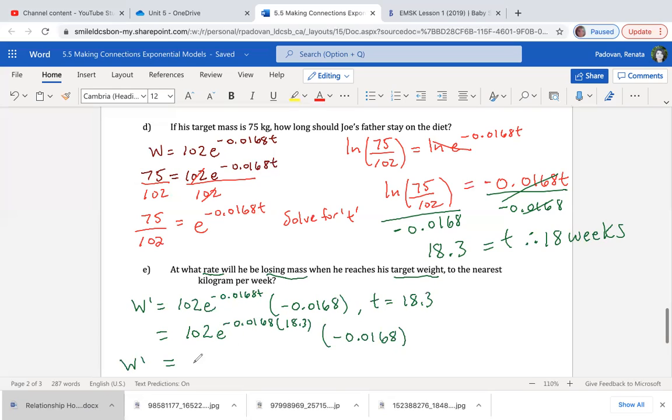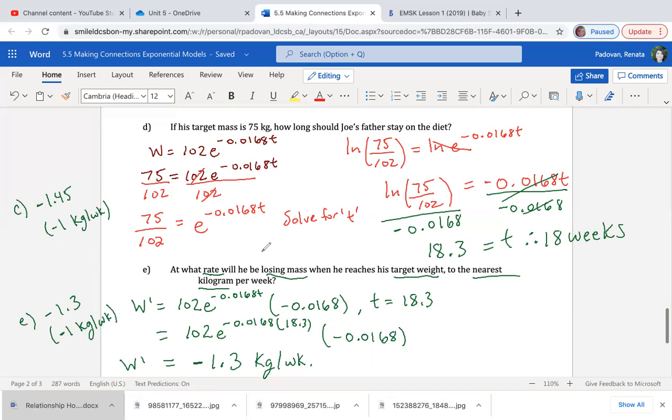I have roughly negative 1.3. And again, kilogram per week. But again, it says to the nearest kilogram per week, so that would just be negative 1 kilogram per week. The reason why I put the decimals for E, so my answer in C, just to show you, the rate was negative 1.45. But if it told us to round to the nearest kilogram per week, that would just be negative 1, right? Kilogram per week. And here in E, we have negative 1.3. But to the whole number, to the nearest kilogram per week, would still be negative 1 kilogram per week.